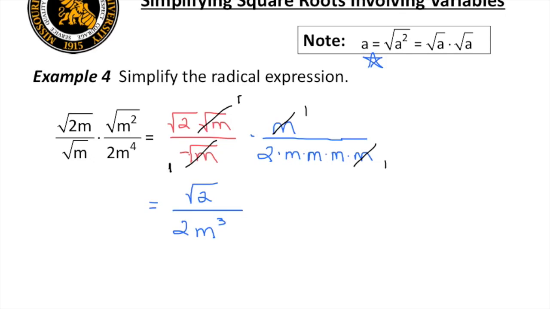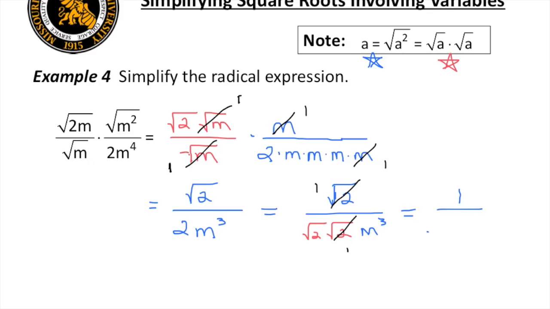Now noticing that we can use the property above to rewrite the 2 that appears in the denominator, we can see that we have the square root of 2 over the square root of 2 times the square root of 2, which is equal to the 2, times m cubed. And again, we see a common factor of the square root of 2, leaving behind 1 in each location, for a final answer of 1 over the square root of 2m cubed.